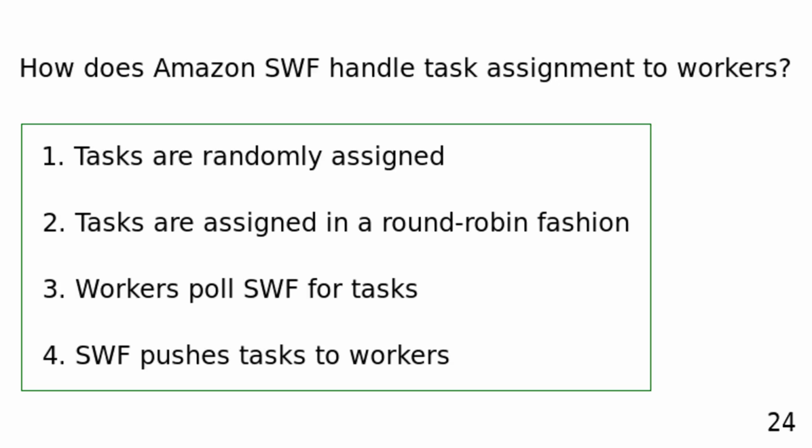How does Amazon SWF handle task assignment to workers? Tasks are randomly assigned. Tasks are assigned in a round-robin fashion. Workers poll SWF for tasks. SWF pushes tasks to workers.